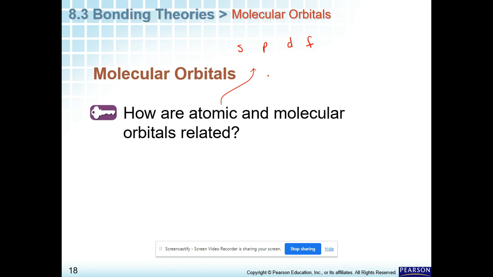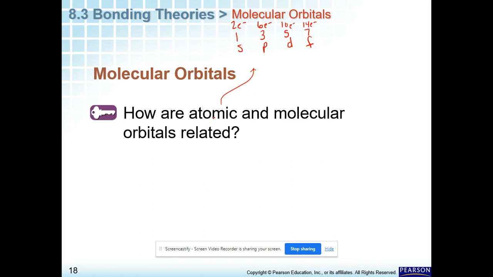Each orbital can hold a certain amount of electrons. So if we're looking at an s, it has 1 orbital and it can hold 2 electrons. A p has a max of 3 orbitals, which can hold 6 electrons. Then there are d, there are 5 orbitals of that, and it can hold 10 electrons. And then f, there are 7 orbitals, which can hold 14 electrons.